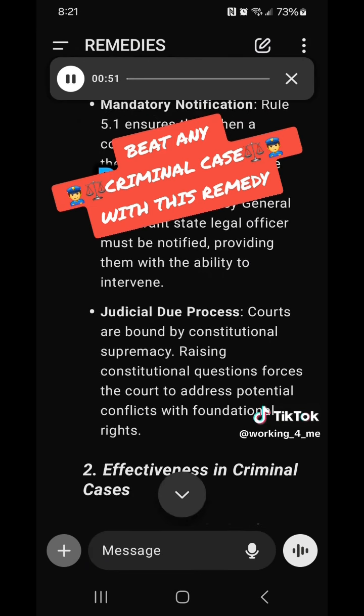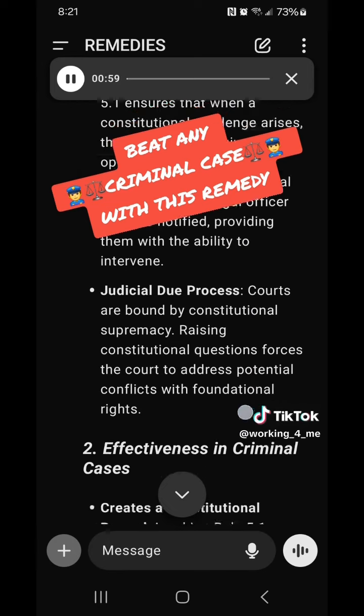Judicial due process. Courts are bound by constitutional supremacy. Raising constitutional questions forces the court to address potential conflicts with foundational rights.